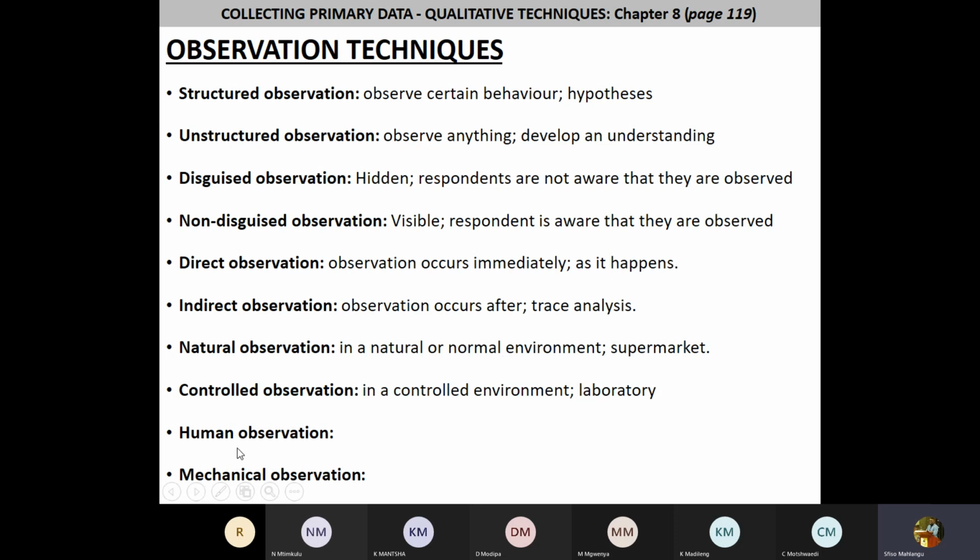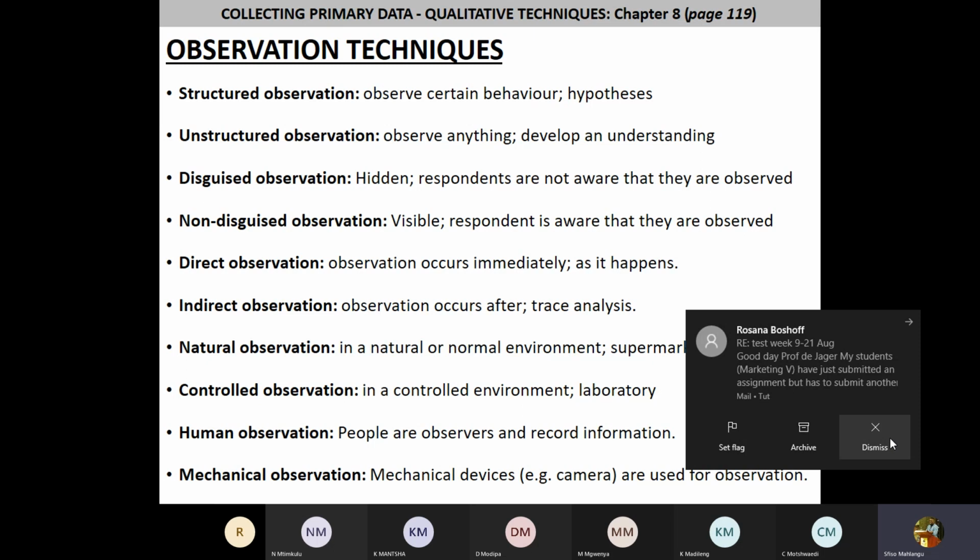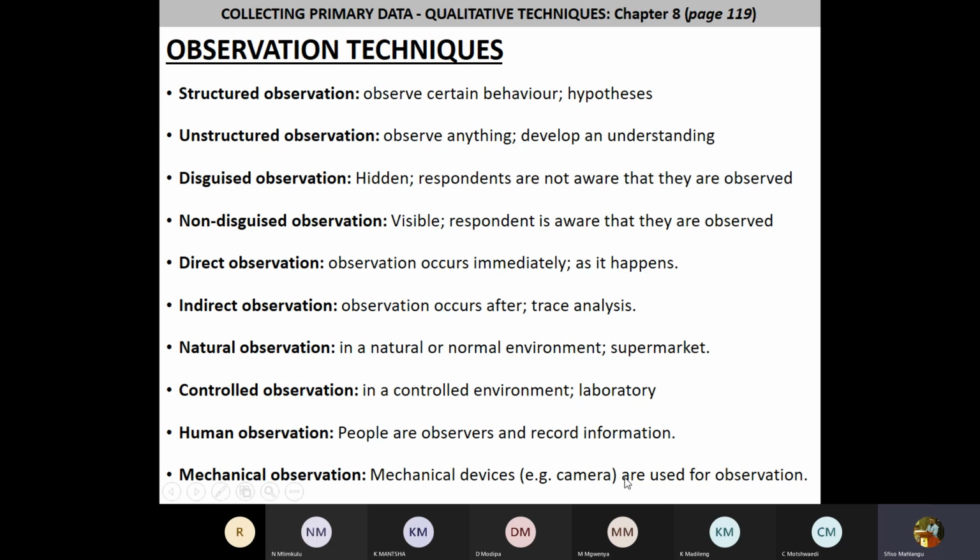And lastly, how are we going to observe the respondents or the subjects? This could take two forms. It can be human observation, where people observe and record information, or it could be mechanical observation, whereby cameras that are installed are used for observation. Obviously, we can be the observers by going to a supermarket ourselves and pretending to be mystery shoppers, and then we observe customers there. So once again, you choose between the two and you indicate it as well.